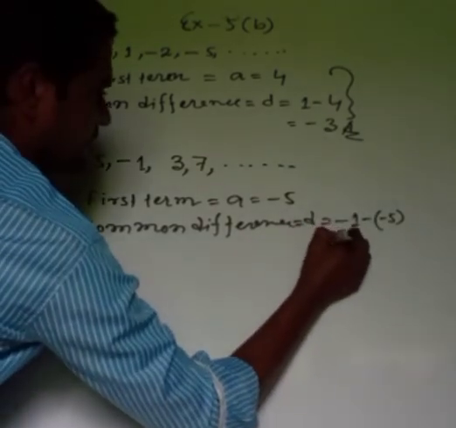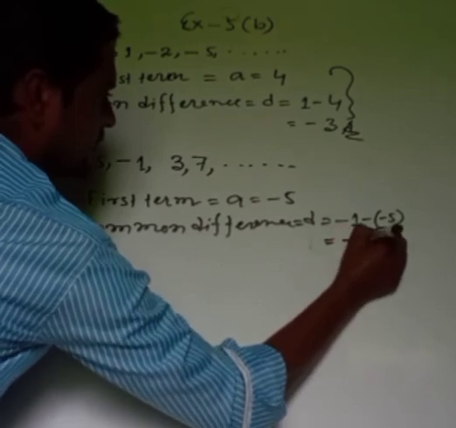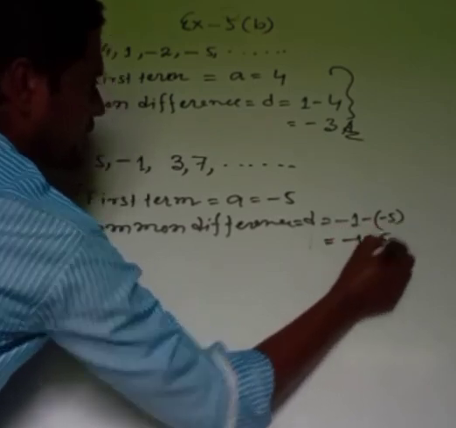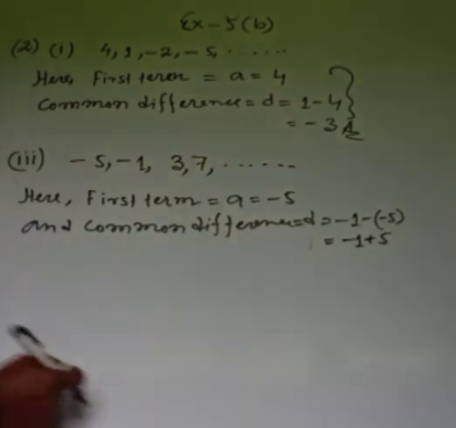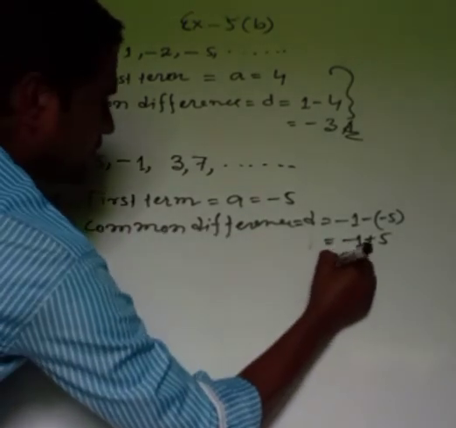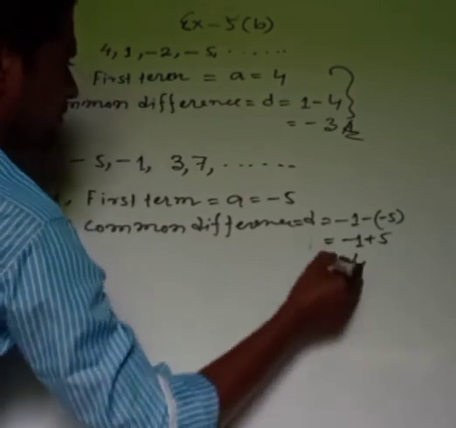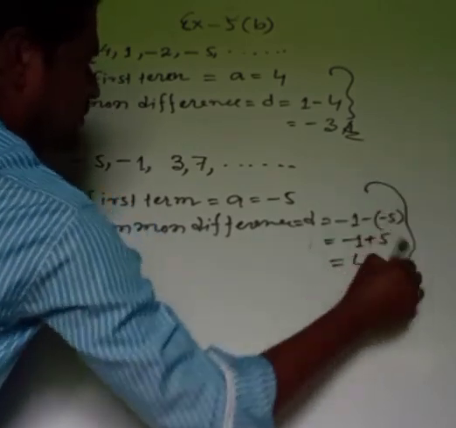So minus 1 will be minus 1, and minus into minus 5 gives plus 5. Now minus 1 plus 5 means plus 5 minus 1 we can think. So 5 minus 1 equal to 4. So we got the d value is 4 and the a value is minus 5. So this will be the answer.